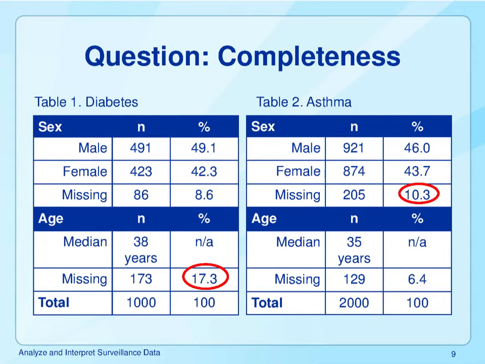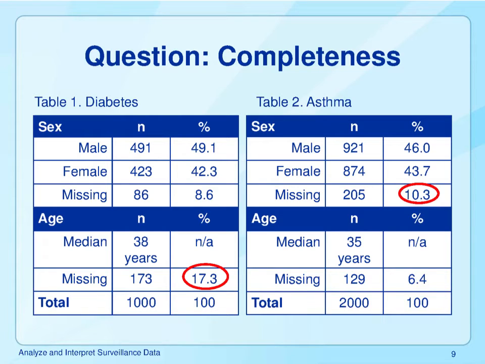So let's take a look at an example of completeness. These tables show the completeness of data collected by two different surveys, one on diabetes and one on asthma. The diabetes survey had 1,000 respondents and the asthma survey had 2,000 respondents. So take a look at the two tables, okay? Now, are you concerned that the data missing from table 1 will affect your interpretation of diabetes by age and sex?